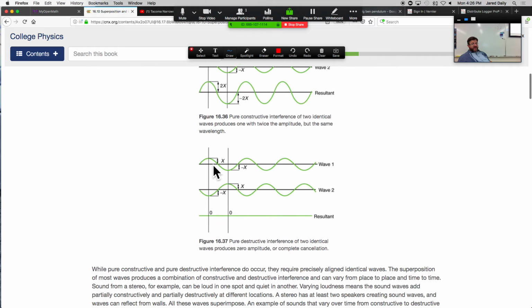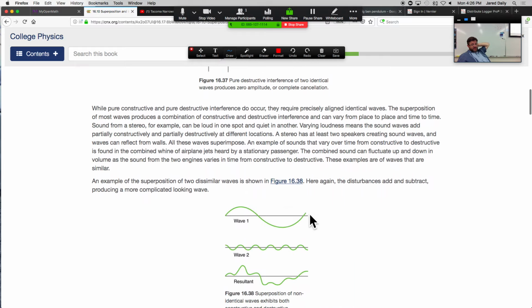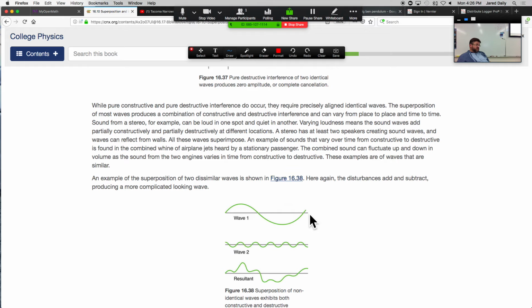But what happens if you have one that is going up when it crosses this axis, and one that's going down the same amount? Well, this one up here is just the negative of this one down here, point for point, right? So you get a positive plus a negative, and the resultant wave, or the interference, results in a zero line, a flat line. And that can really happen in real life. It happens all the time, where two waves come in and they interfere and just erase each other.